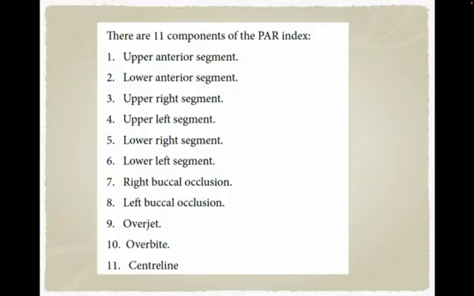There are 11 components for the BAR index: the upper anterior segment, lower anterior segment, upper right buccal segment, upper left segment, lower right segment, lower left segment. And then buccal occlusion on the right, buccal occlusion on the left, overjet, overbite, and centerline shift.